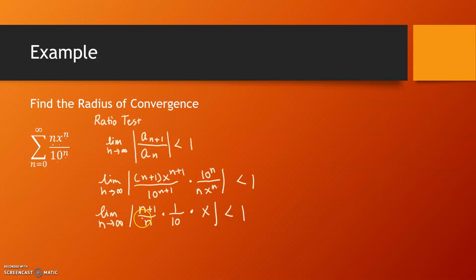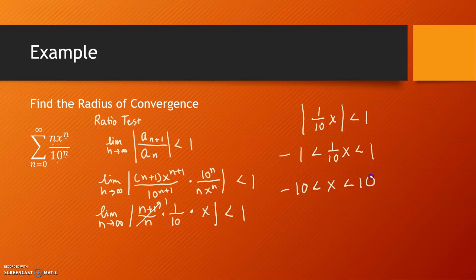Now if n is going to infinity, this is going to go to 1. So I have 1/10 of x is less than 1. In order to solve for x here, I'm going to rewrite it as -1 is less than 1/10 x is less than 1 to get rid of my absolute value bars. And then I'm going to multiply by 10. So I have -10 is less than x is less than 10.